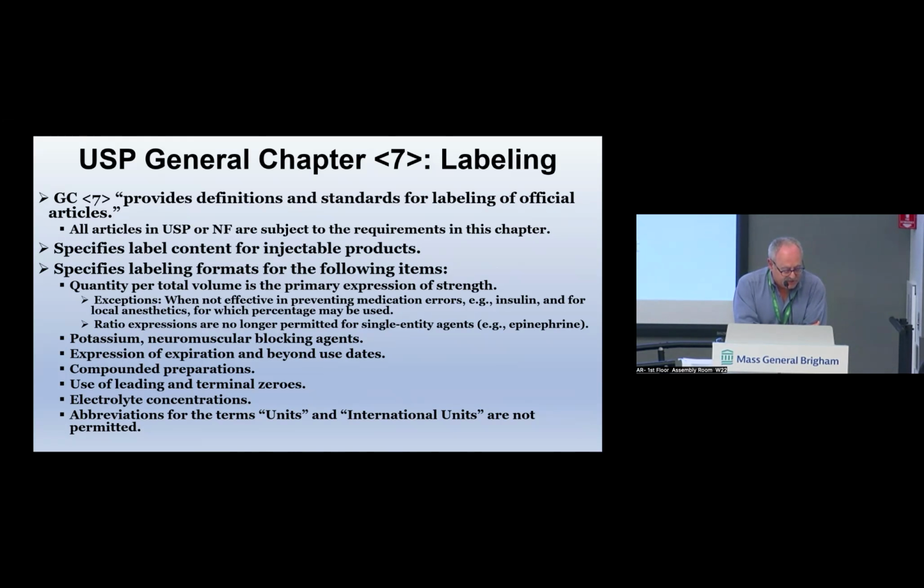Exceptions do exist for circumstances where the primary expression of strength has not been effective in preventing errors. One example is insulin, and another example is the use of ratio expressions for single entity medications such as epinephrine. Because ratio expressions have been the source of frequent errors, they are no longer permitted for these single entity medications. Instead, the strength is now given as the amount of drug per volume, for example, 1 milligram per ml. Some other requirements in General Chapter 7 include labeling for potassium and neuromuscular blockers in recognition of their potential for deadly errors, how expiration dates are expressed for compounded preparations, the use of leading and terminal zeros, electrolyte concentrations, and that certain abbreviations shall not be used.